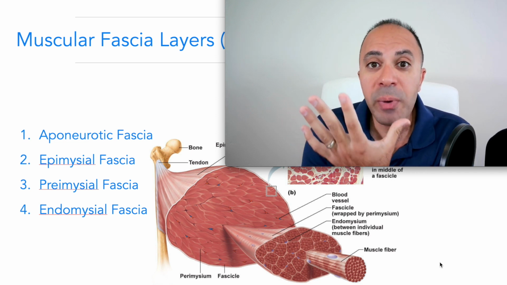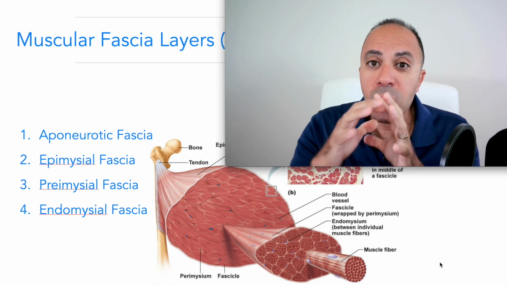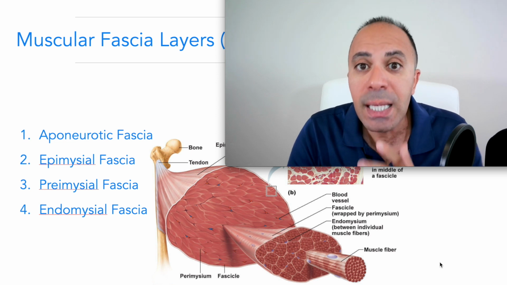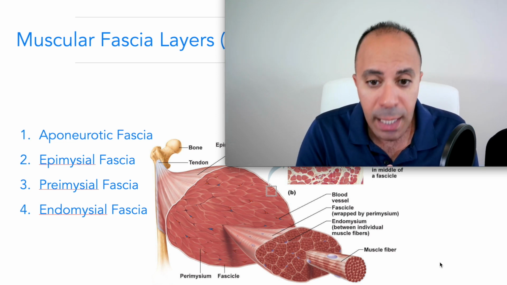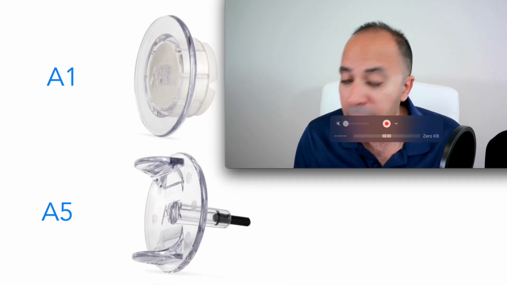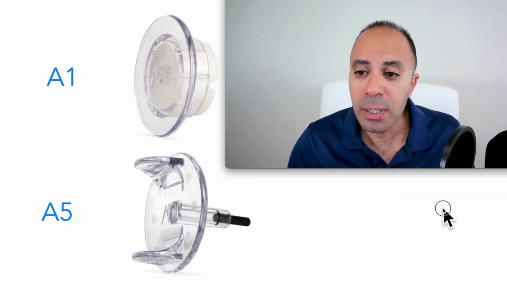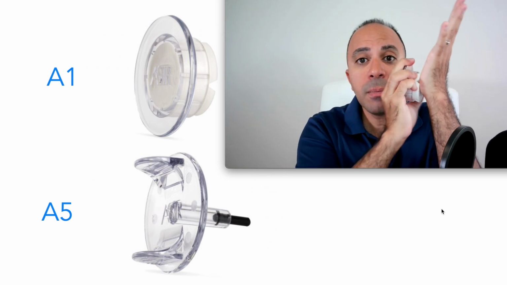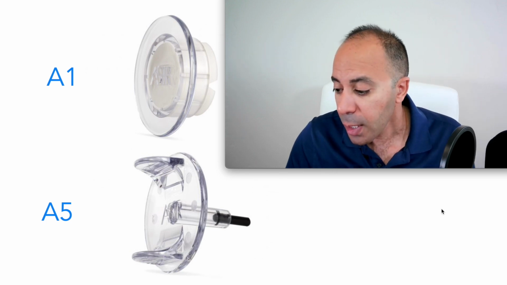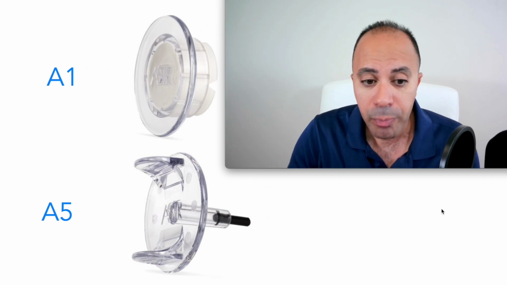We need to release the superficial layer of the fascia, the deep layer, and the very, very deep layer. If you don't have mechanical force with a tool to really go deep, it's not going to release by itself. So what do we do to release the fascia layers? I use the A1 to release the deep and superficial layer, as you can see here. Then I use the A5 to release the epimysium, perimysium, and endomysium.